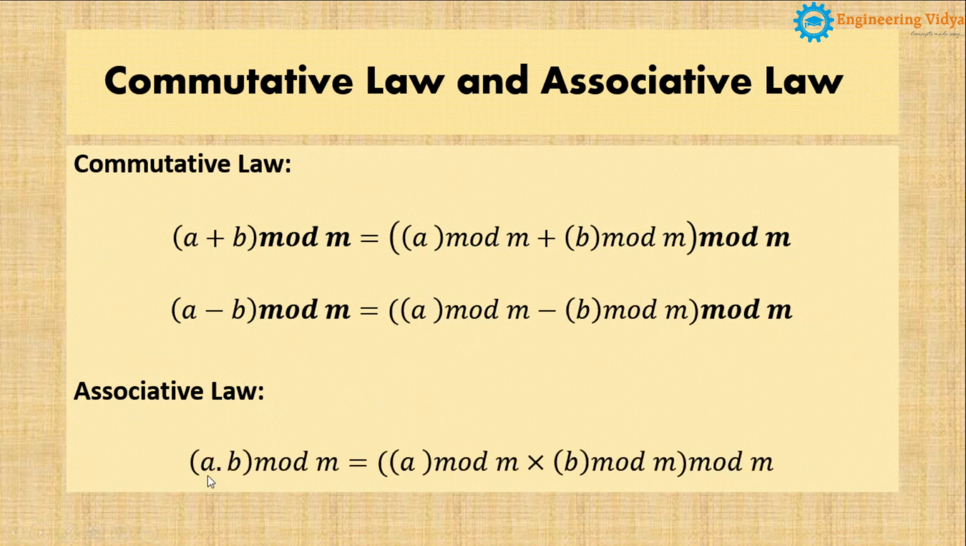The associative law says that if we have a into b mod m, then in that particular case, first we'll take a mod m, then we'll take b mod m. In between we have the multiplication sign, so the multiplication sign will come, and whatever result comes after that, the entire result will be taken mod m. So this is how the commutative law and associative law work.